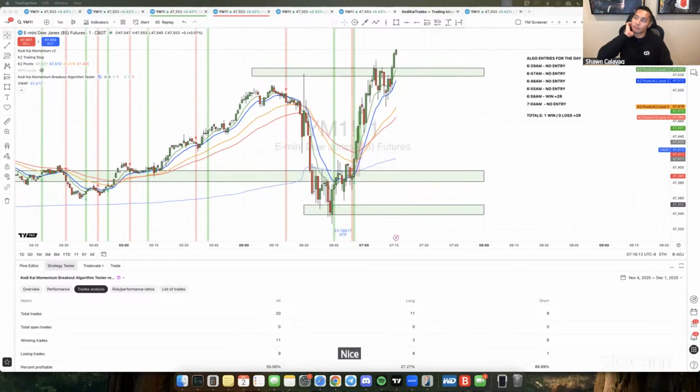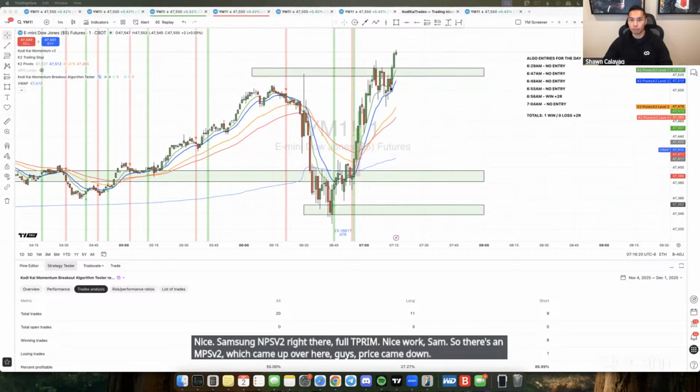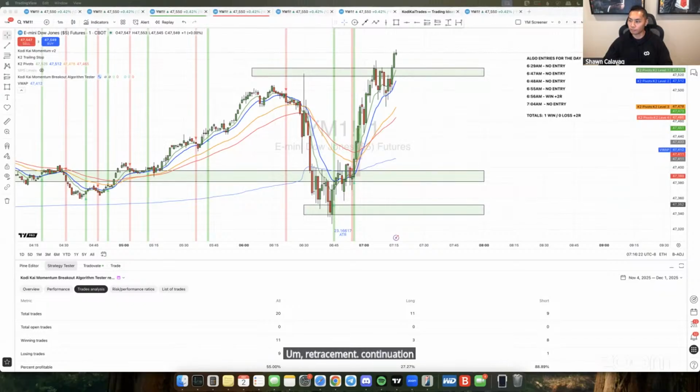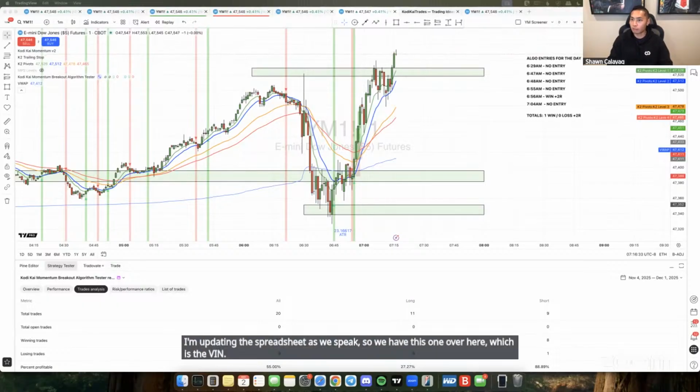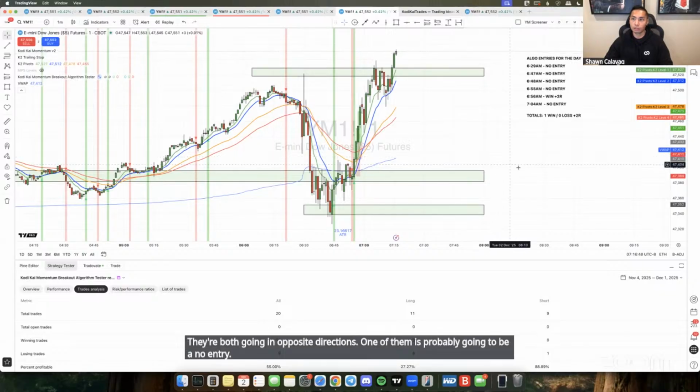Nice. Sam took an MPS V2 right there, full TP for him. Nice work, Sam. So there's an MPS V2 which came up over here, guys. Price came down. Retracement continuation right there. I'm updating the spreadsheet as we speak. So we have this one over here, which is the win, 2R. 704, no entry. We got 2 entries right here coming up shortly. They're both going in opposite directions. One of them is probably going to be a no entry, and one of them is going to be an entry.